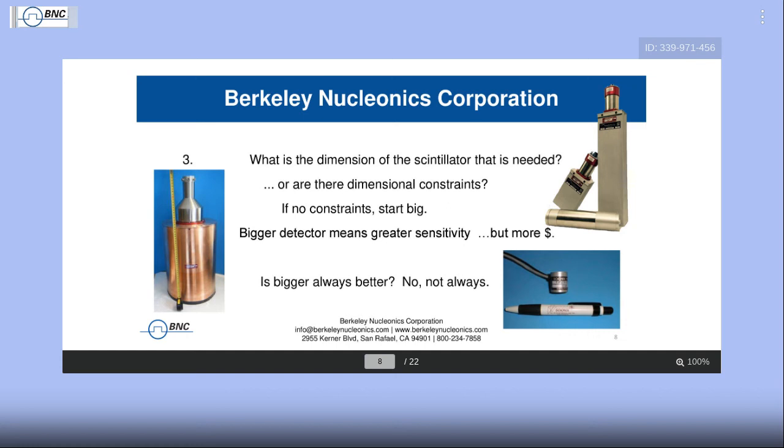Yeah, they're all available. They all have their trade-offs. Bigger can be better, but it's always going to cost more money. You can always rely on that. So again, don't buy more than you really need. We will try to help advise you to make sure that you're getting something appropriate to what your requirements are.